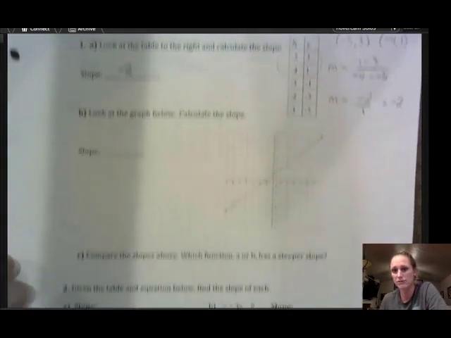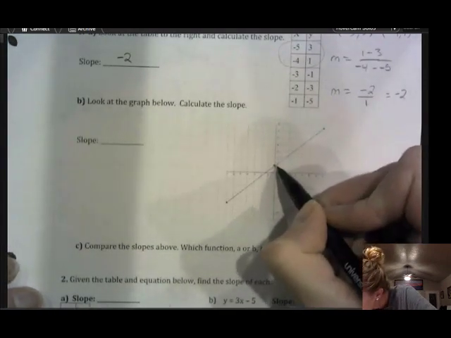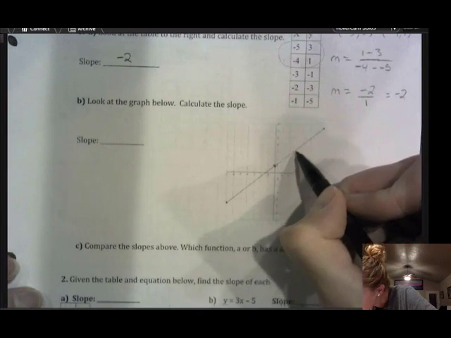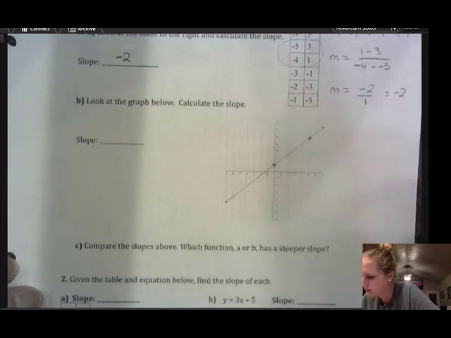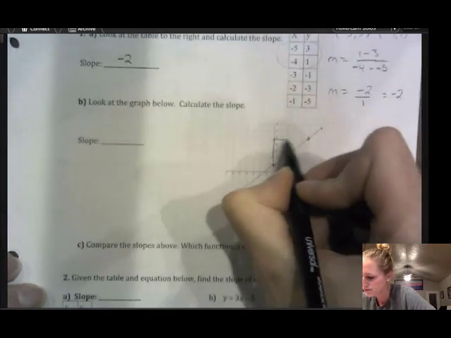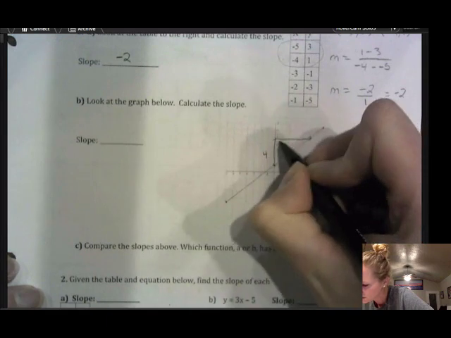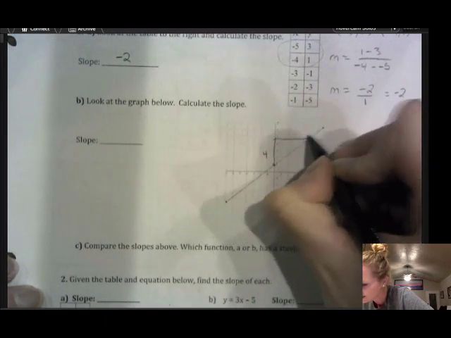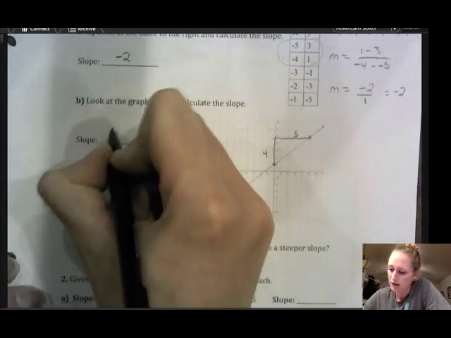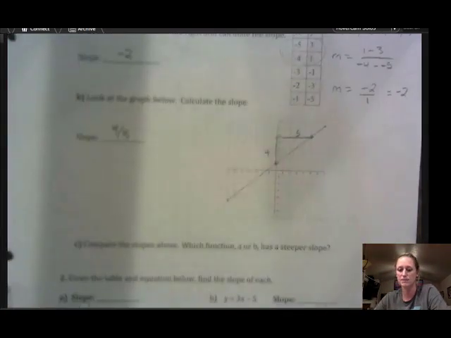Okay, look at this graph and calculate the slope. So I want to pick two nice points. Sorry, this graph is pretty faded, you guys. Looks like it's crossing at 1. And I want to find another nice point. I think that one is a nice point. Okay, so calculate my rise and run. So I go up 1, 2, 3, 4, and over 1, 2, 3, 4, 5. So my slope there is +4/5 because my line is rising.